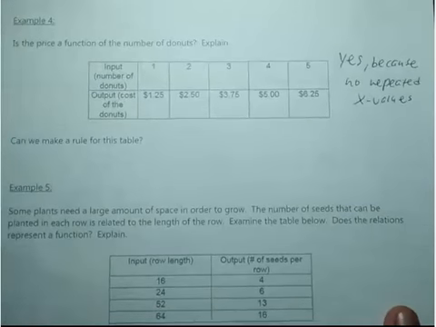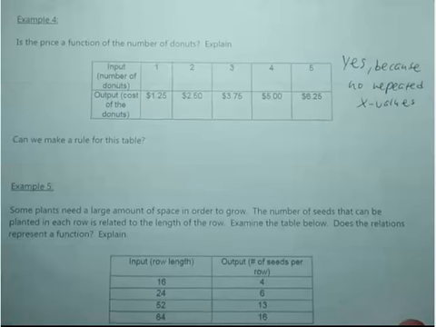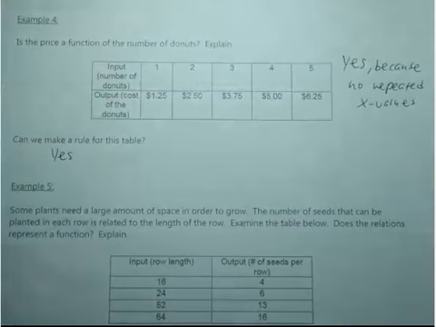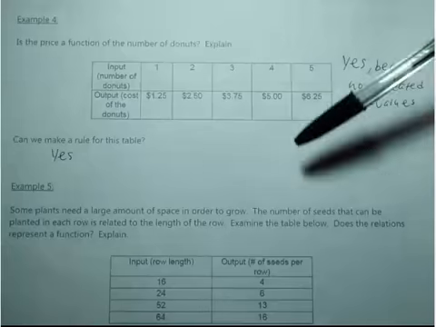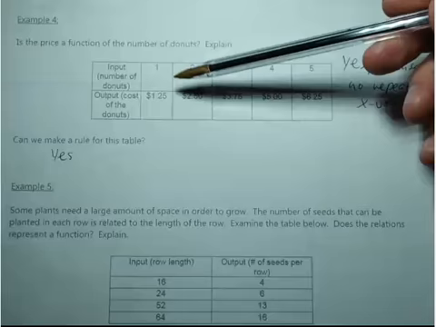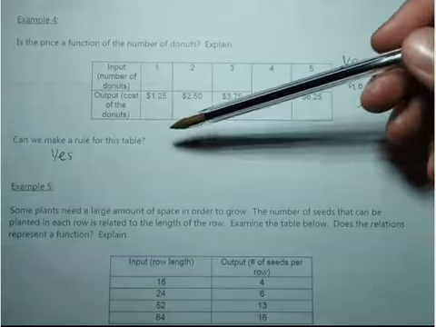So the second question says, can we make a rule for this table? Yes, we can make a rule for this table because it is a function. The way I suggest taking a table and making a rule is we're going to look at the relationship between the input and the output.